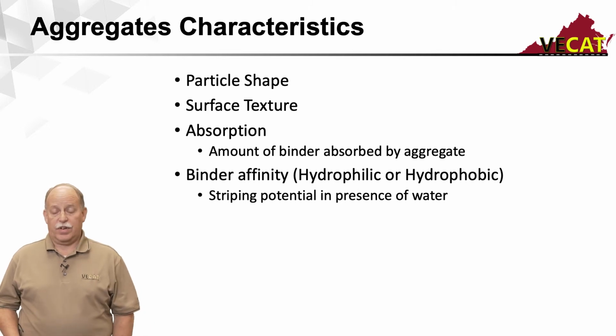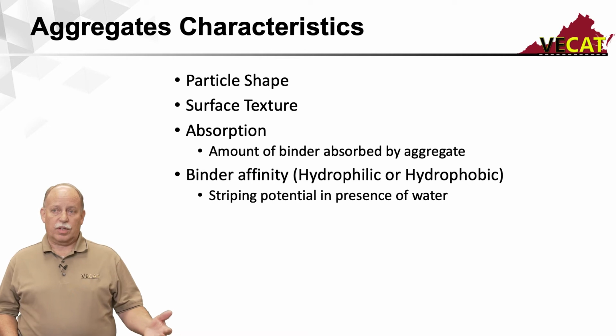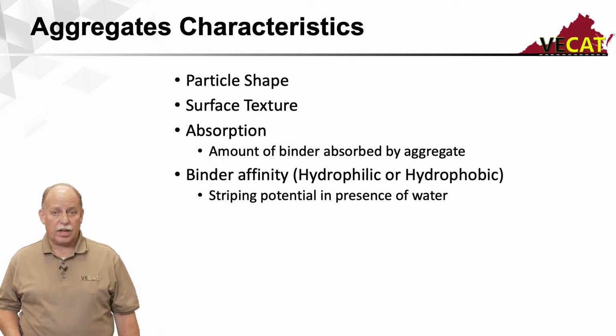And then binder affinity. Our aggregates are all either hydrophobic or hydrophilic, and that determines the stripping potential in the presence of water. So when our aggregates are in presence of water and freeze-thaw cycles, you don't want them to strip that binder off of the aggregates. So we need to be sure that we get that. In Virginia, they use chemical anti-strip additives as well as hydrated lime.